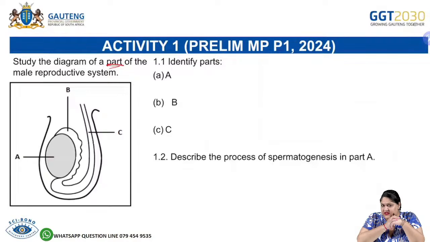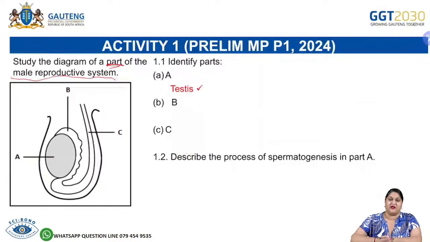You notice the testes. You should be noticing the testes, okay? You should be noticing that there's a scrotum, and there's an epididymis, and there's a vas deferens, okay? So you should be noticing that. Also the clue for you is telling you it's the male reproductive system. So don't start thinking that this is an ear, or it looks like an ovum, or it looks like a sperm cell. No, they're telling us it's part of the male reproductive system. Right, so what is part A? The testes.